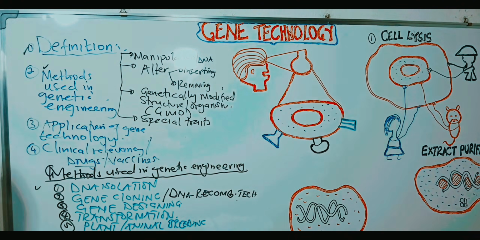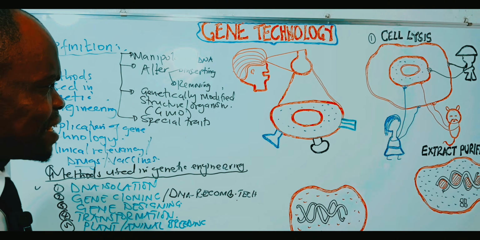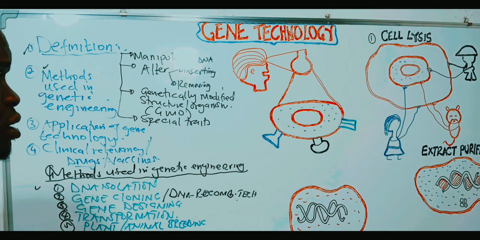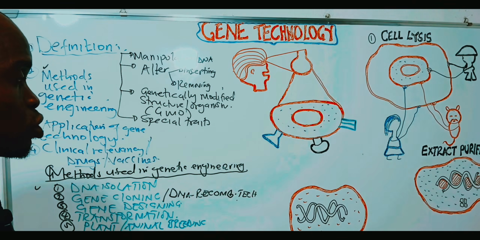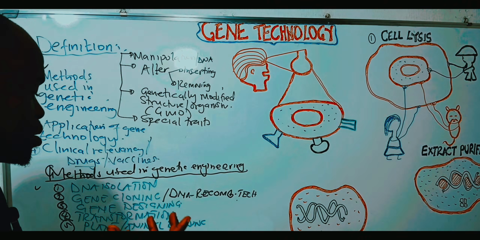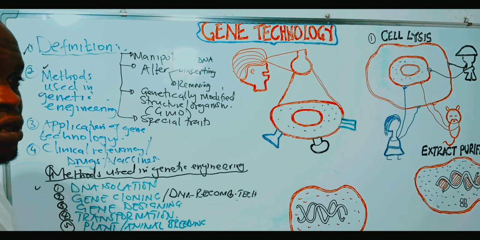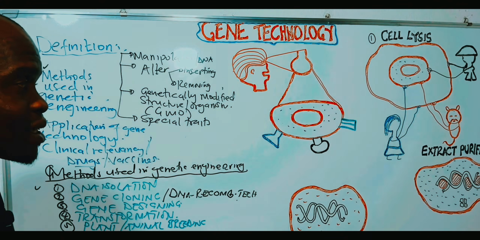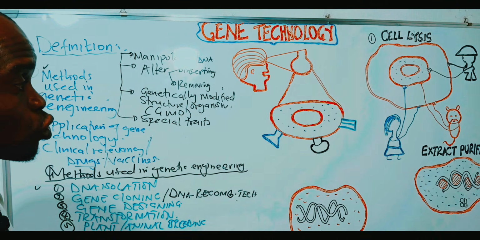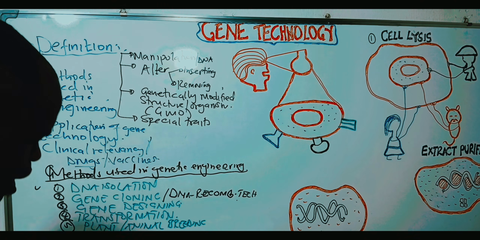Now let's go to DNA isolation. What are we doing here? This is just a mechanism, a procedure or a technique used in the laboratories or in the industries to separate or to isolate the DNA from other cellular components. We use extraction buffers to separate DNA from other cellular components.